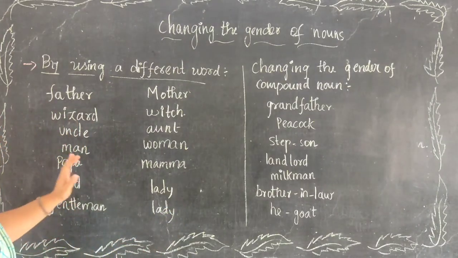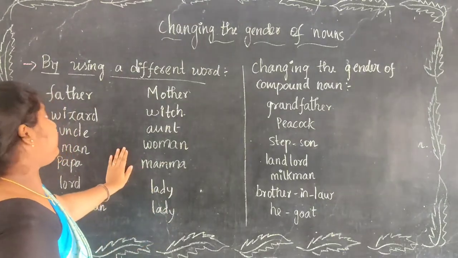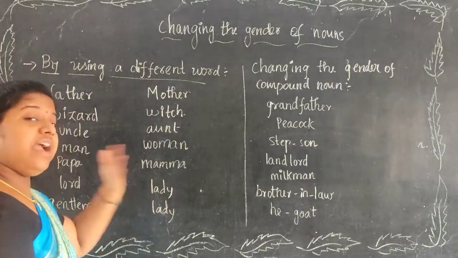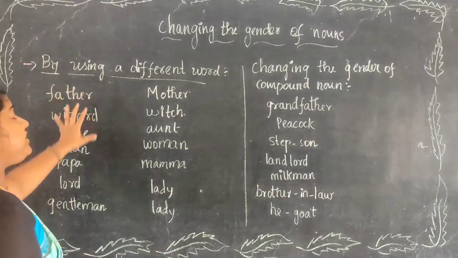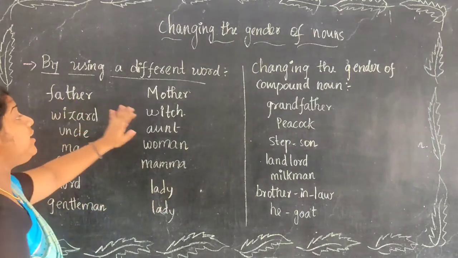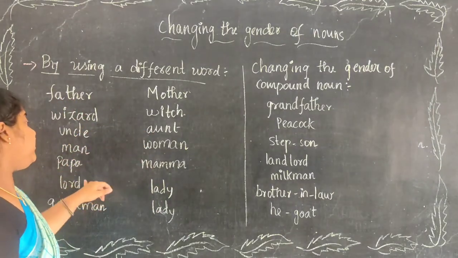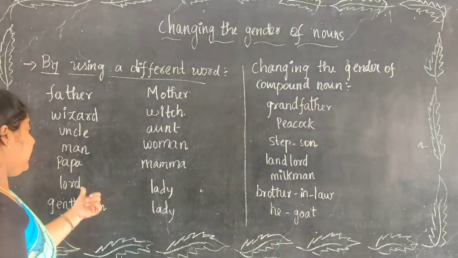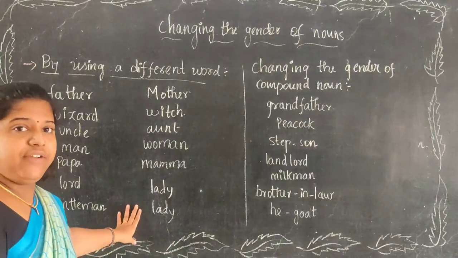Okay, see here. We can change the genders by various ways. This is the first way, by using a different word. We have seen a few examples before itself. Here are the few examples. This column is for masculine and this column is for feminine. Father, mother, wizard, witch, uncle, aunt, man, woman, papa, mama, lamb, lord, gentleman, lady. Okay, are you clear with this?